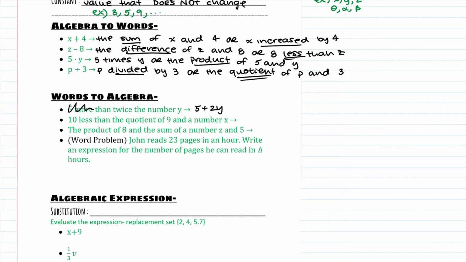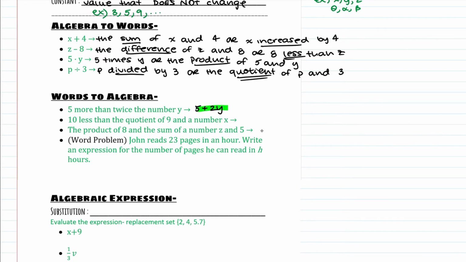We don't know what y is. All we're given is that it's just any number. That is what a variable is. You could replace y with any number. So we would say this as 5 plus 2y. That is our answer.